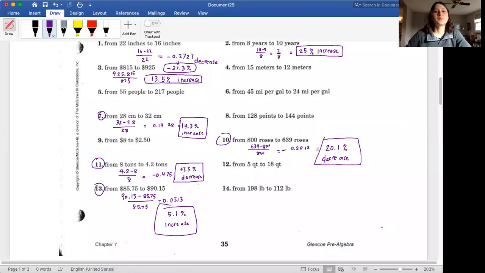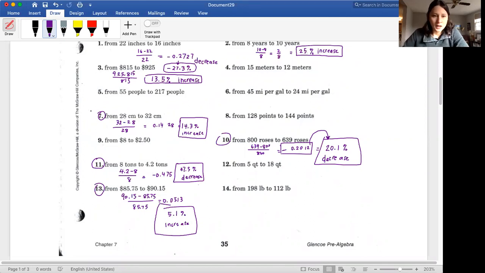Okay, so looking at our answers, number 7, it's 14.3% increase. Number 10, it is 20.1% decrease, and I put the negative with my decimal. And then when I wrote it as a percentage, I used the decrease word as my description. So I know that 20.1% is going down.